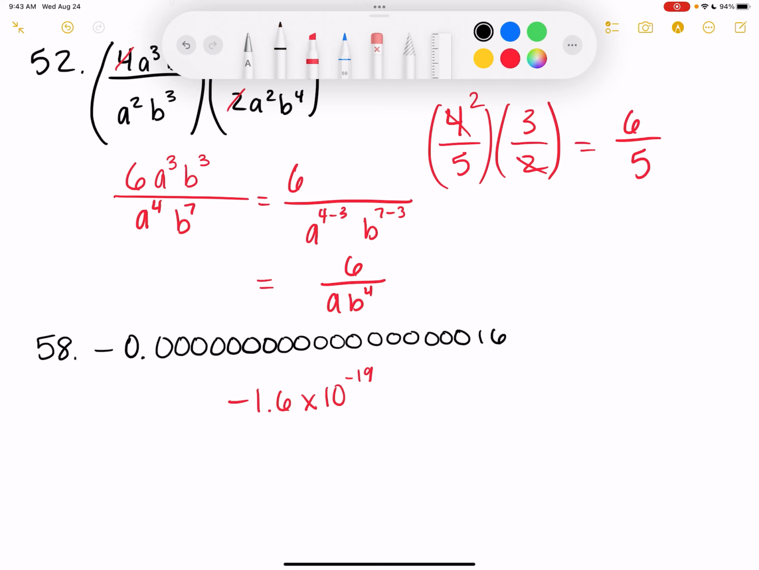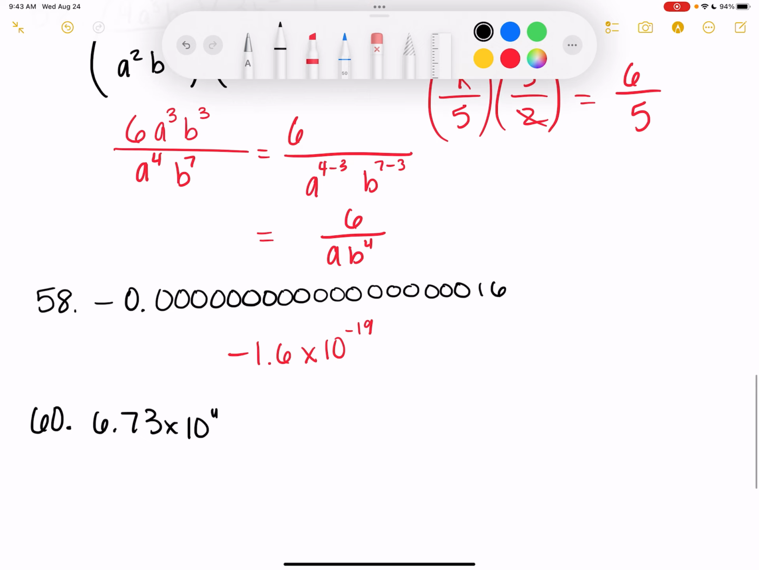All right, the next one says write the number in decimal form. We have 6.73 times 10 to the 11th. So what is this number going to be? Tell me how many zeros it's going to have. There's 3 zeros. Oh, there's no... 9 zeros. 9.